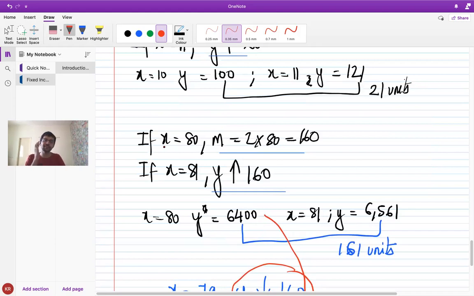It is saying that if the value of x right now is 80, and if the value of x increases or decreases by 1 unit, then the value of y will approximately change by 160 units. It's not giving you the exact change, it's going to give you the approximate change in y. All right, so please remember that it's going to give you an approximate change in y.